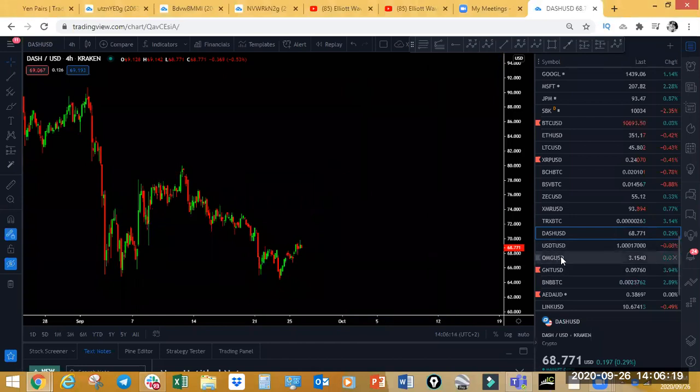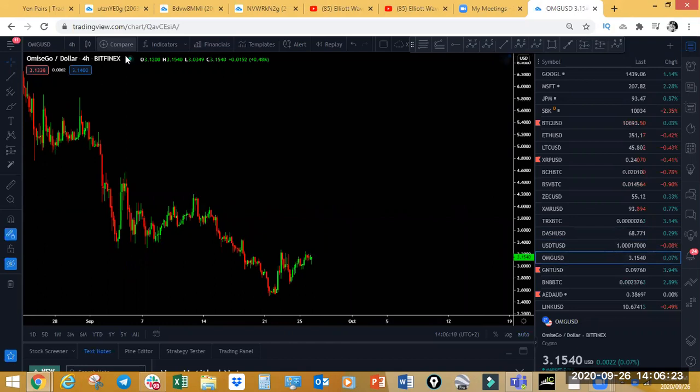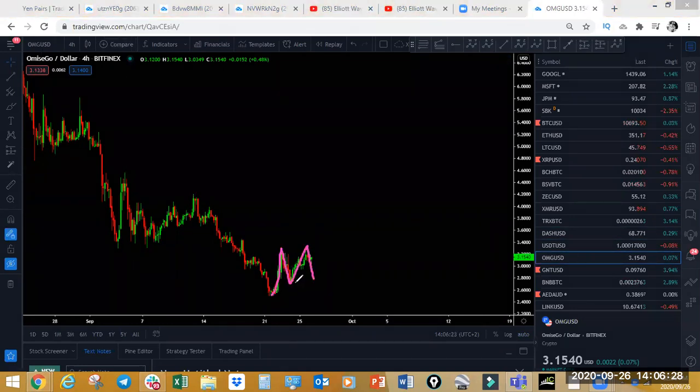All right, OMGUSD. OMGUSD, we've made a policy move. We've made 3 waves down, 3 waves up. Possibility that this is going to come down with another 3 waves and make another move. Eventually, this will make a 3-wave bigger corrective structure, and we're going to look for continuation to the downside.